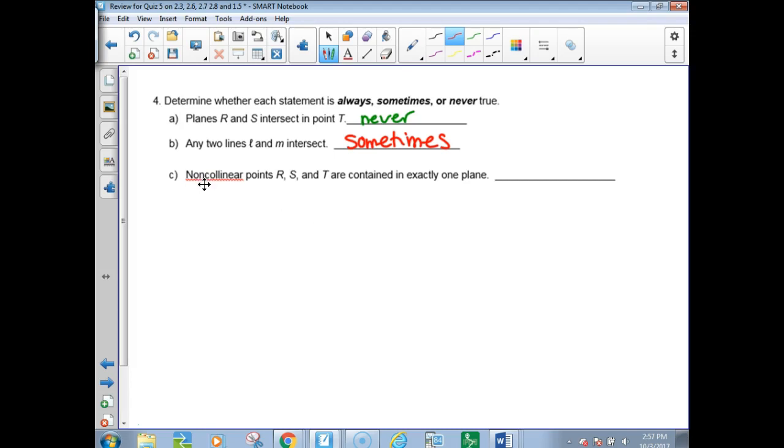Now this one I had changed on the last quiz. I wrote collinear points R, S, and T. I said collinear. If they're collinear, then how many planes can go through them? Well, tons of planes. You can go any direction you want if they're in a straight line. But this says non-collinear. So if they're non-collinear, then they determine exactly one plane. There's only one way to sit something on those 3 points. It's just like a tripod. You'll be able to stand it up because it will sit on one plane. So this would be always true. It's actually one of our postulates that says if 3 non-collinear points, then you have a plane.